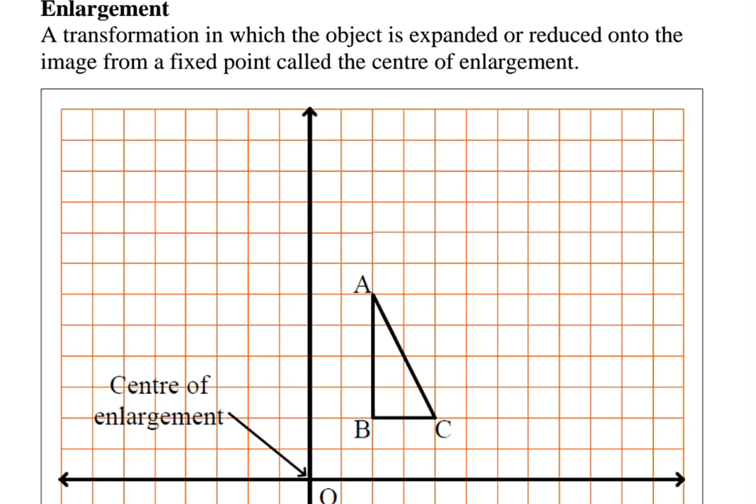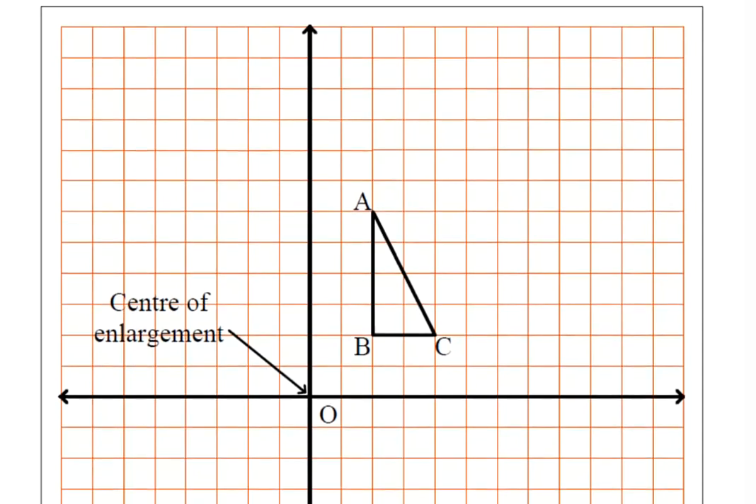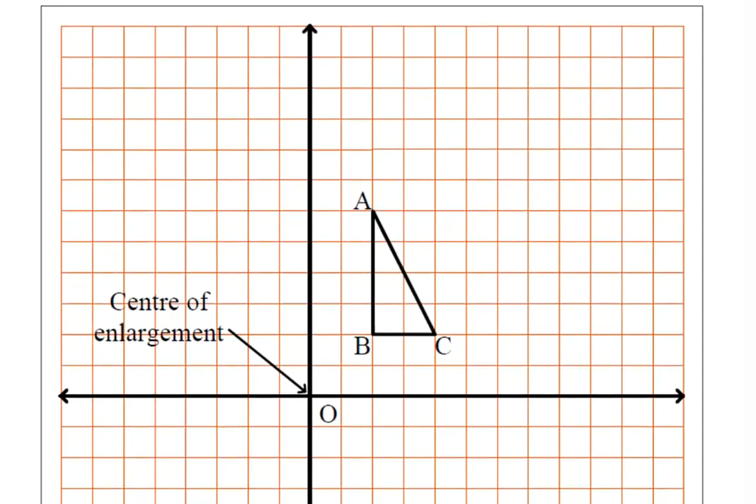All right, enlargement. An enlargement is a transformation in which the object is expanded or reduced onto the image from a fixed point called the center of enlargement. An enlargement needs at least two components. You need to know the center of enlargement and you need to know the scale factor.